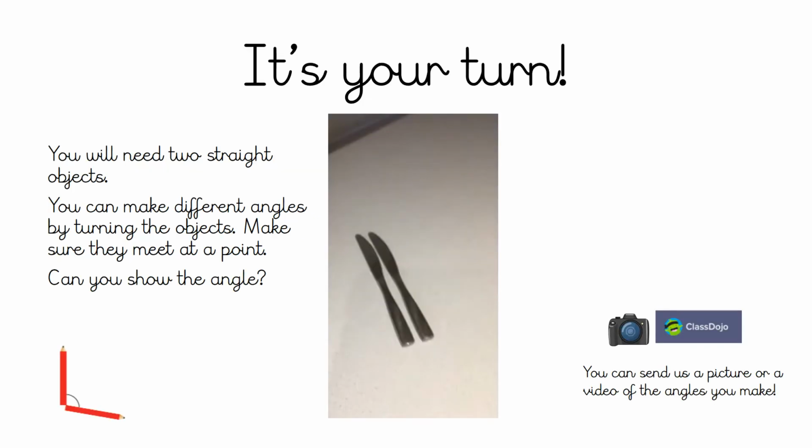It's your turn now to have a go at making different angles. You will need 2 straight objects. You could use 2 pencils. Remember to show an angle they need to meet at a point. Have a look at this video of me making some angles and then have a go yourself. You can send us a picture or a video of the angles you make on Class Dojo. So pause the video and have a go at making your own angles.